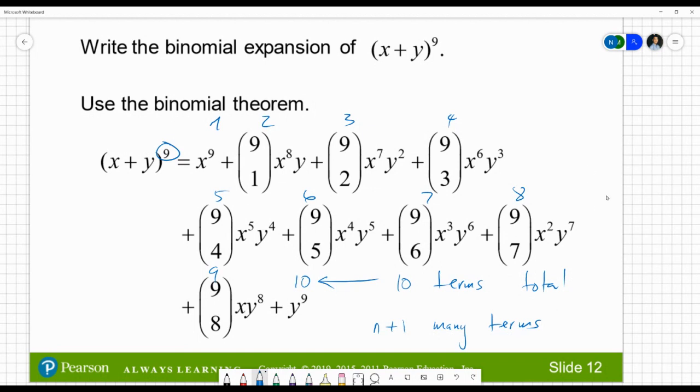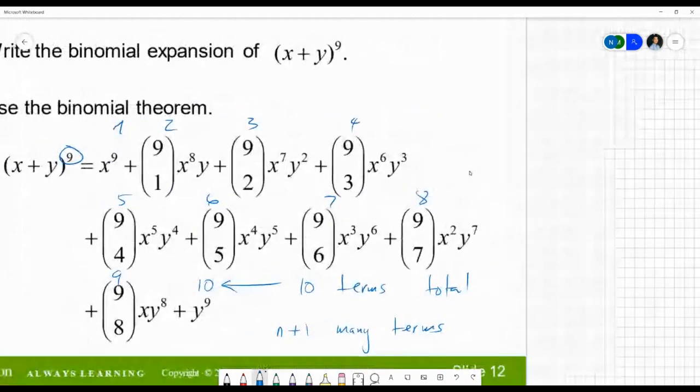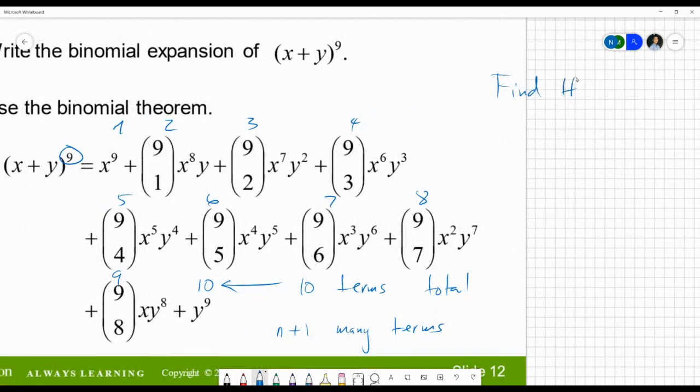Okay, so now let's say I want to find out the 8th term. Find the 8th term. So remember, this is n choose r, x, y, and n minus r. So term number and r have a relationship. The term number is always one more than the r. So if it's the 8th term, your r is going to equal 7. My n is the degree, here it is 9. So here I'm going to use 9 choose 7.